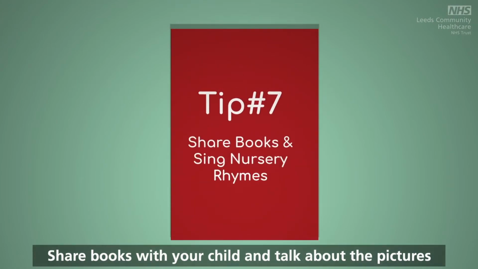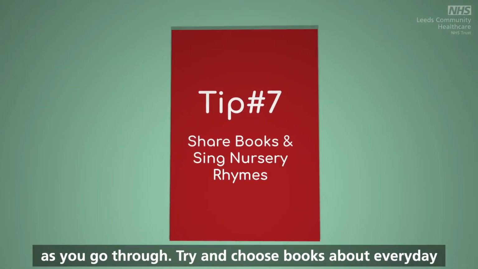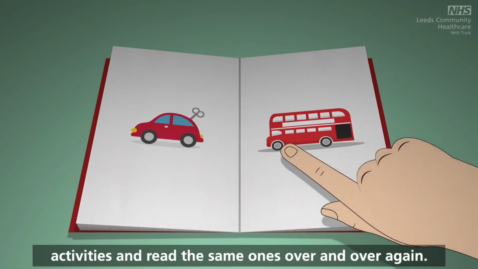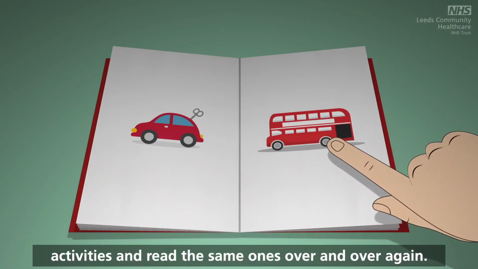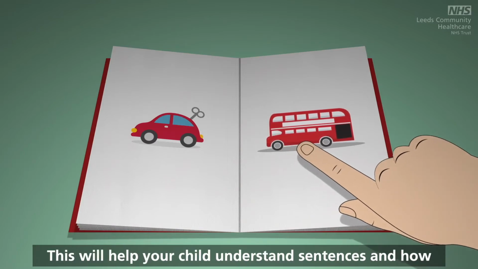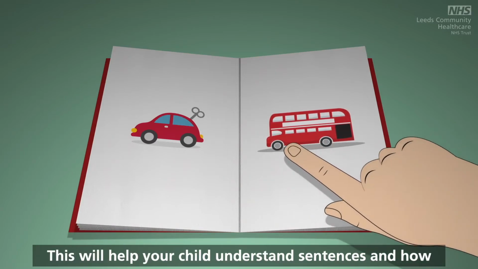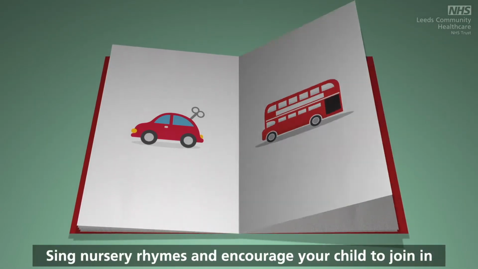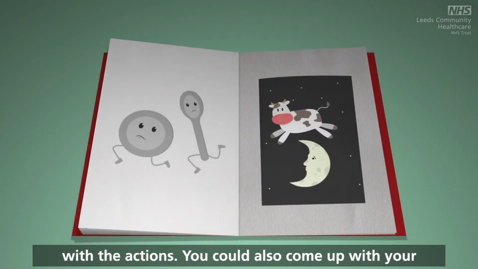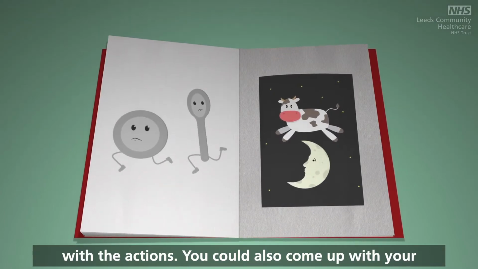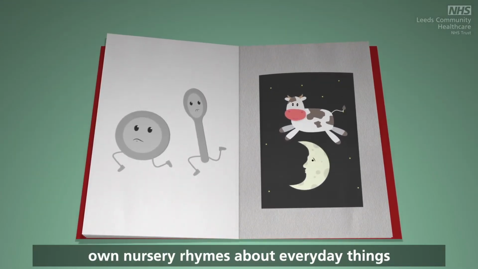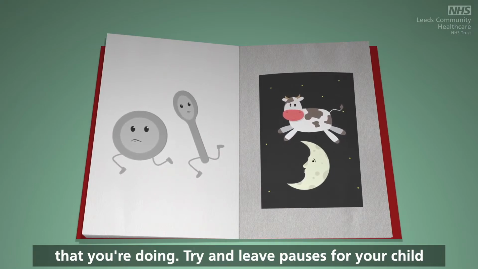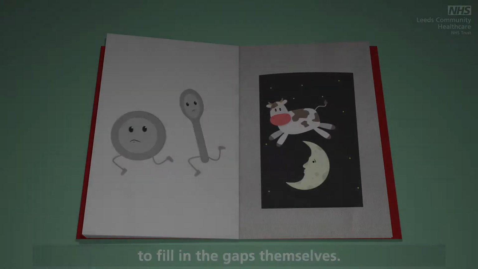Share books with your child and talk about the pictures as you go through. Try and choose books about everyday activities and read the same ones over and over again. This will help your child understand sentences and how to use words correctly. Sing nursery rhymes and encourage your child to join in with the actions. You could also come up with your own nursery rhymes about everyday things that you're doing. Try and leave pauses for your child to fill in the gaps themselves.